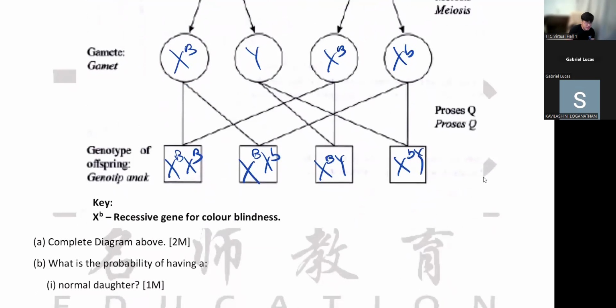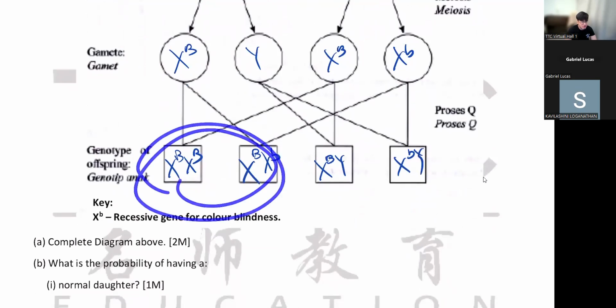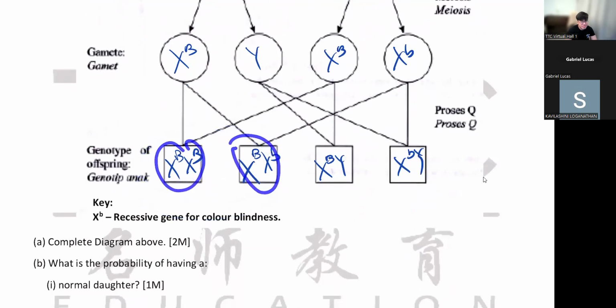So if this couple is having a daughter, they need not worry because both daughters will be normal. It's just that maybe one of the daughters will be colorblind. I mean, will be a carrier. Okay, this is a carrier, right?